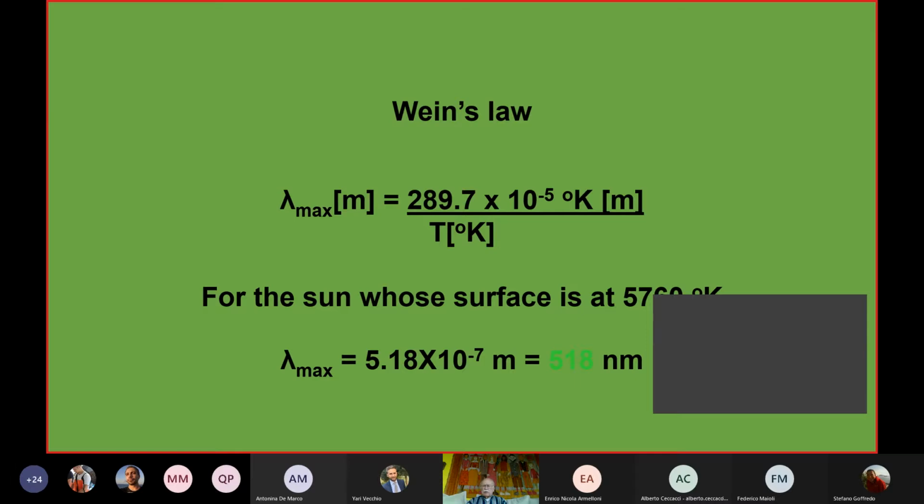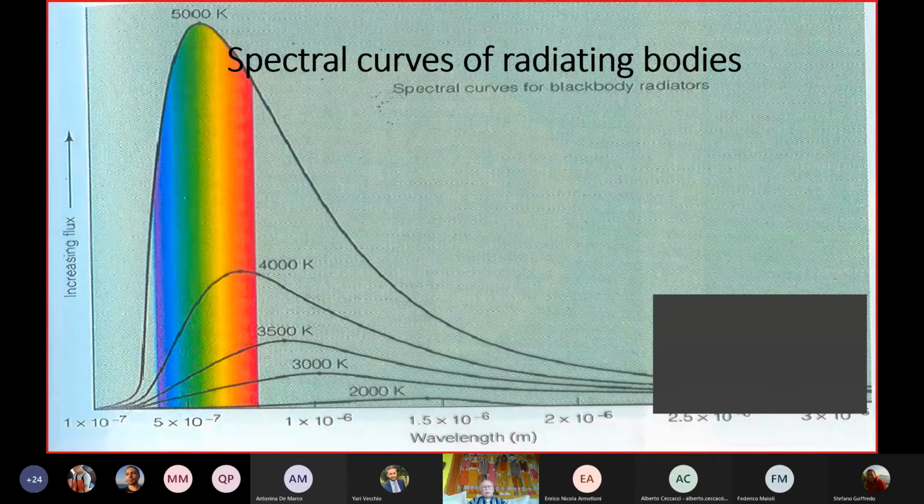Now, another thing that is very, very important is that the peak of the emission of the radiation coming from any body shifts also, not only in the total quantity, but also in its peak. And you can see a sample calculation for the sun, and it shows us that the peak of the solar radiation is in the green at 518 nanometers.